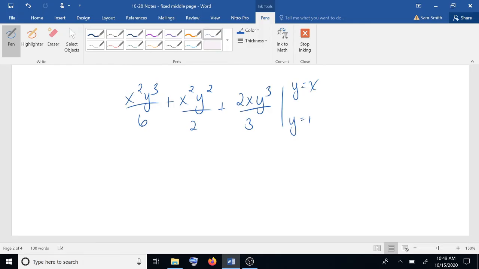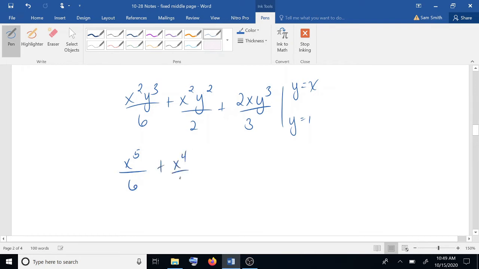Okay, let's go ahead and plug in y equals x. Plugging that in, we get x to the 5th power over 6, and then plugging into x squared y squared we get x to the 4th power over 2. Plugging y equals x into 2xy cubed we get 2x to the 4th power over 3. And then let's subtract what we get when we plug in y equals 1.